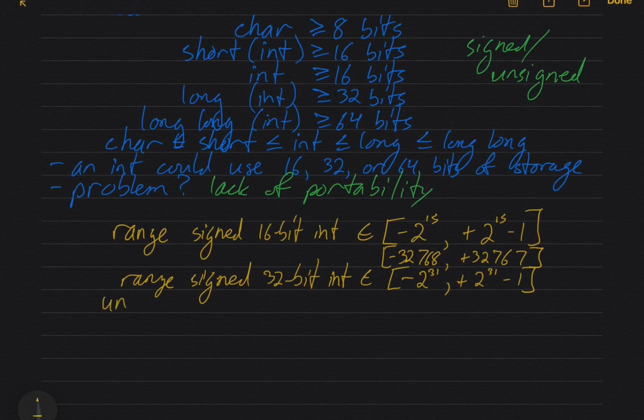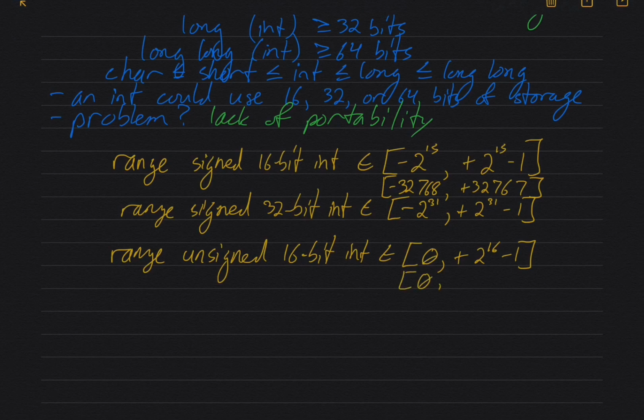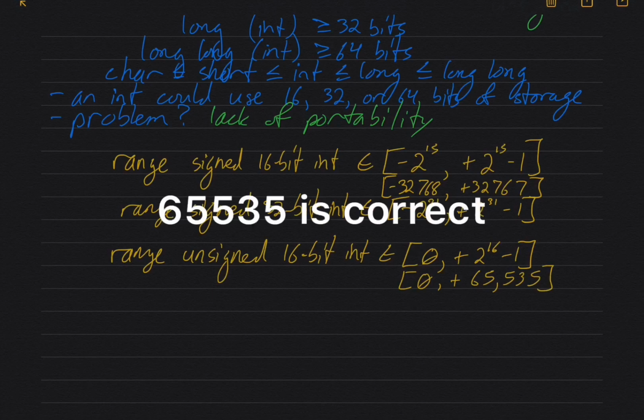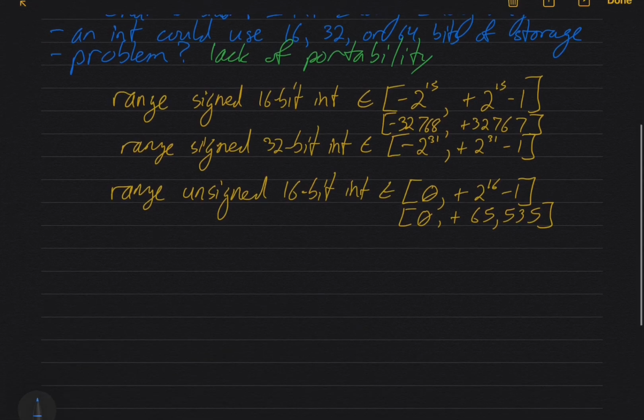And just for completeness, the range of an unsigned 16-bit int is going to be from 0 to positive, what would you guess here? 2 to the 16 minus 1, which is 0 to positive 65,535 maybe. I'll double check that after. Okay, so that was just an aside. Let's go back to signed integers.